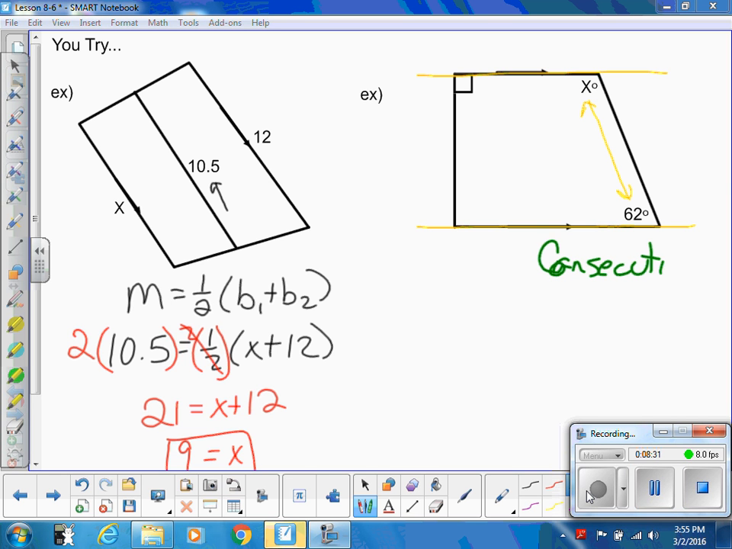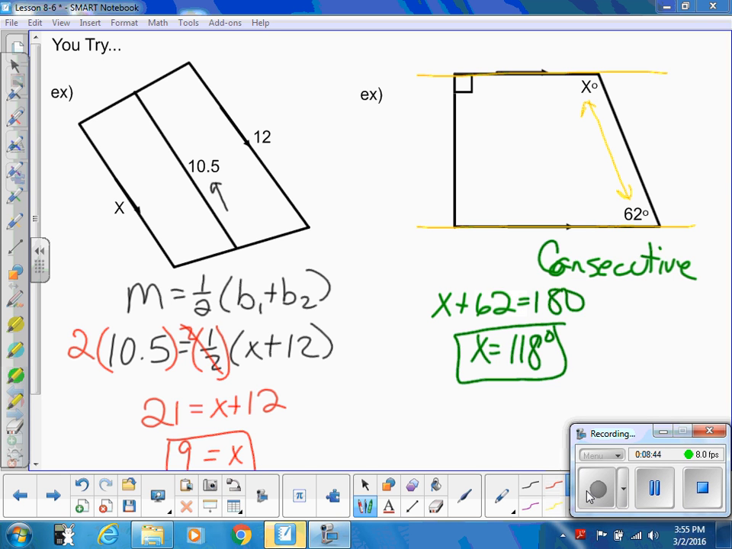And we know that consecutive angles do what? Add up to 180. So my x plus my 62 equals 180. So my x is 118 degrees.